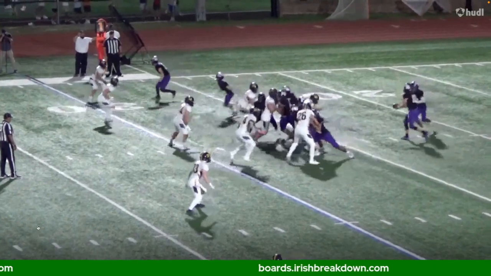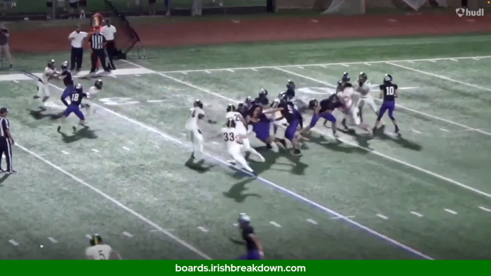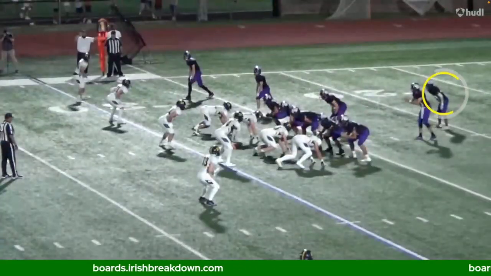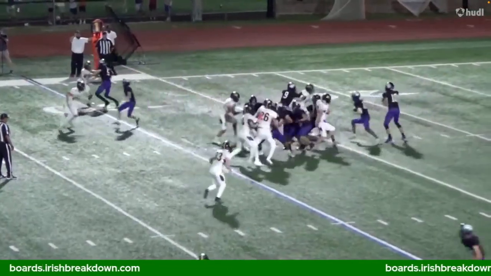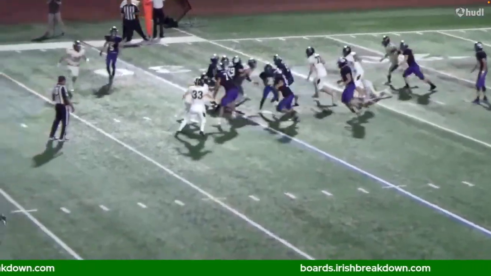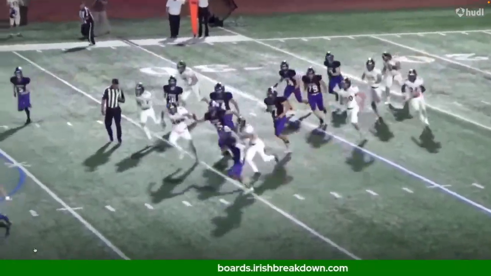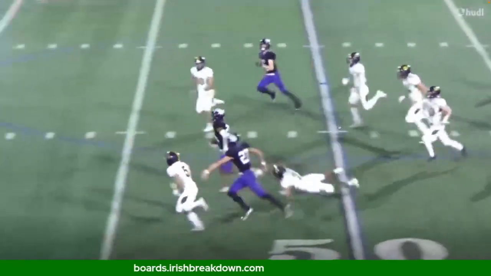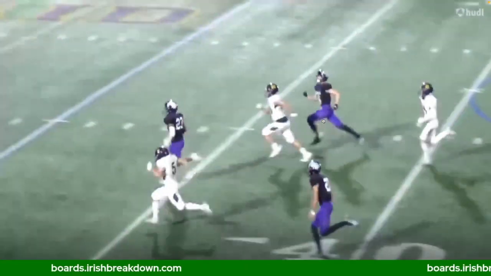And of course, like I said, a lot of this is going to be on offense. Nice little spin. Close quarters, nice quickness there. Changes direction, very smooth. And then he's out. And it's easy.